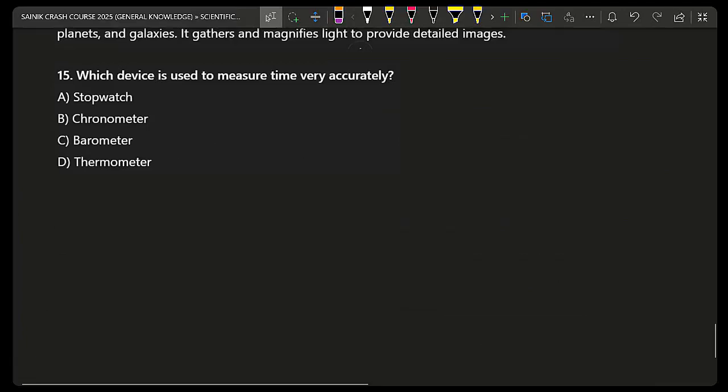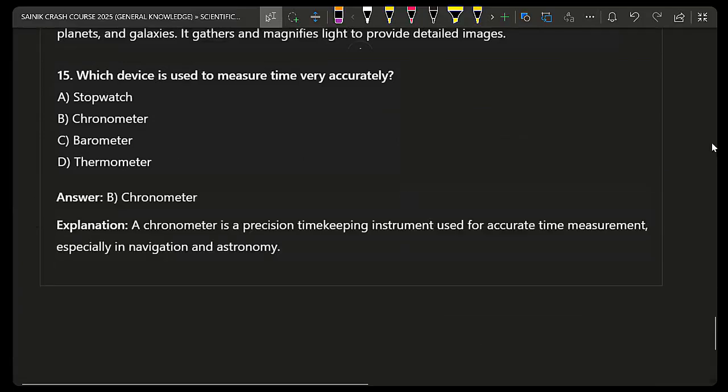More than stopwatch, chronometer will measure accurately. 8 students gave that answer. Stopwatch can measure up to millisecond only, but chronometer is accurate up to a fraction of that. So chronometer is a precision timekeeping instrument used for accurate time measurement, especially in navigation and astronomy. Next question.